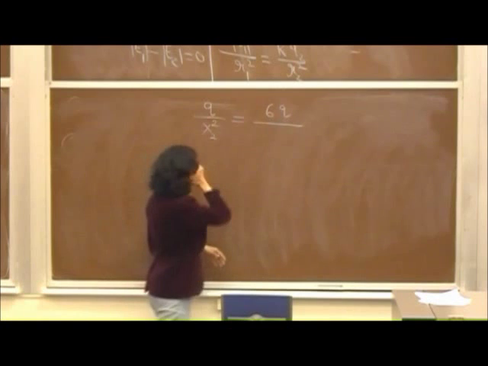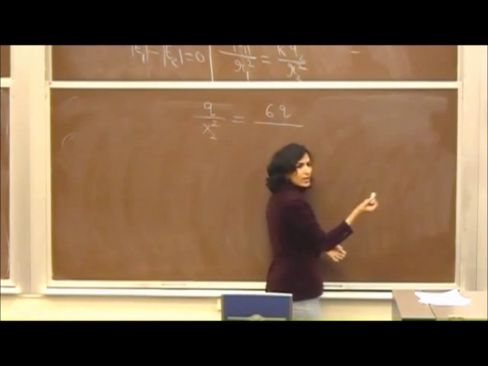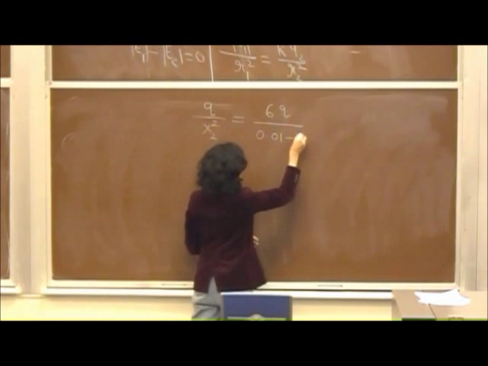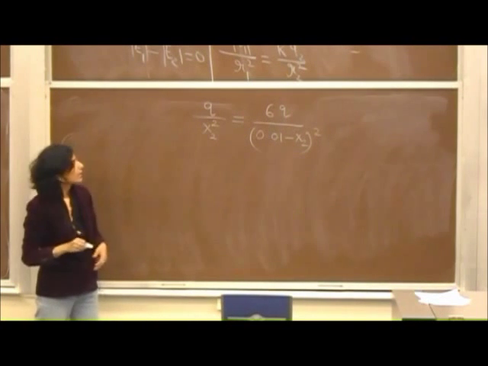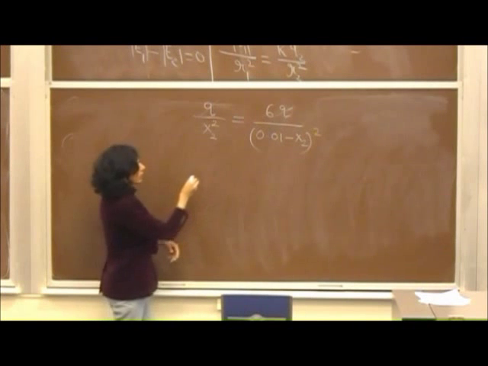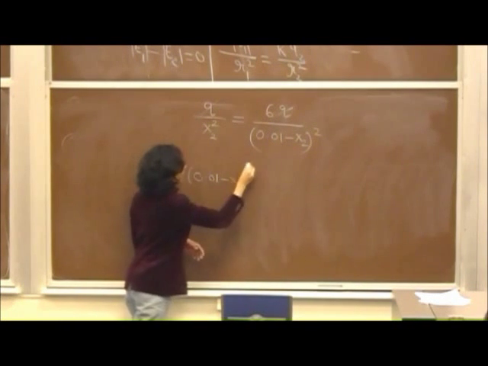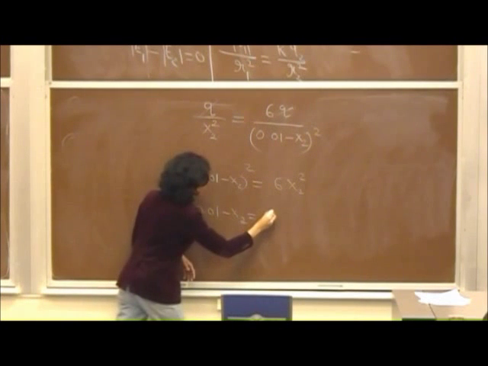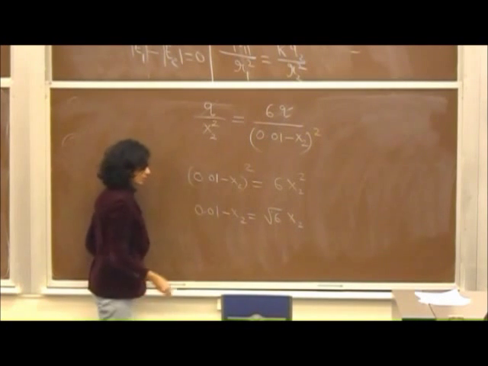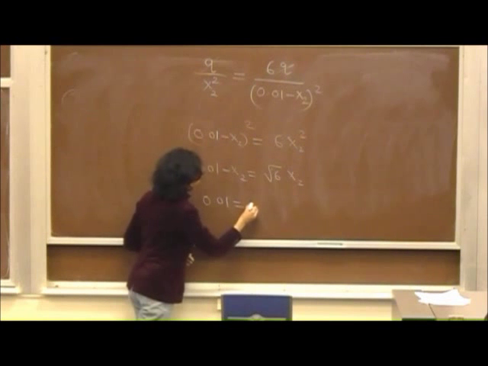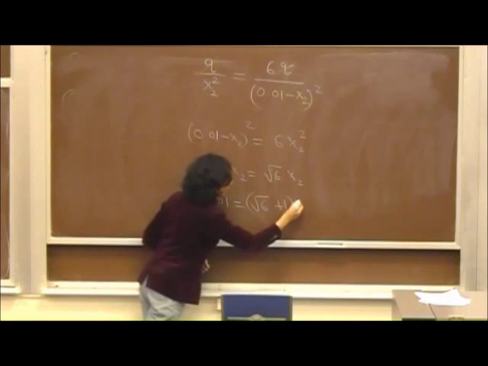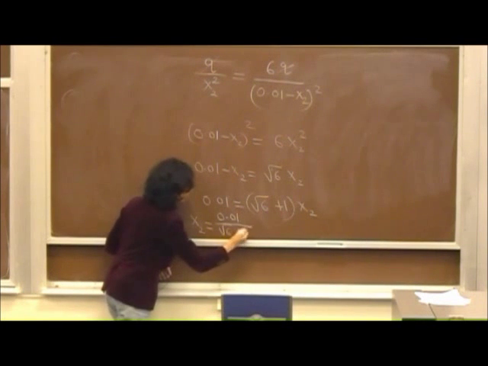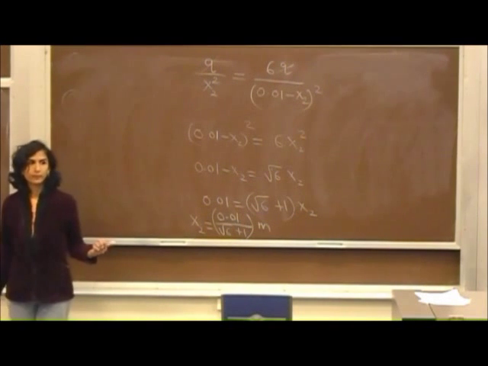minus X2. So the thing is, and 1 centimeter, let's say that, you know, we are using SI unit, then 1 centimeter will be how many meters? Yeah, 0.01 meter minus x2 square, right? And then at this point, you know, can I cancel Q since Q is the same? So what we have is 0.01 minus x2 square is equal to 6 times x2 square. Take the square root of both sides, that gives you 0.01 minus x2 is equal to square root 6 x2, right? And that means 0.01 is equal to square root 6, and this one goes to the other side, plus 1 times x2. And so x2 turns out to be, you can see, 0.01 divided by square root 6 plus 1 meters, right? Is that making sense?